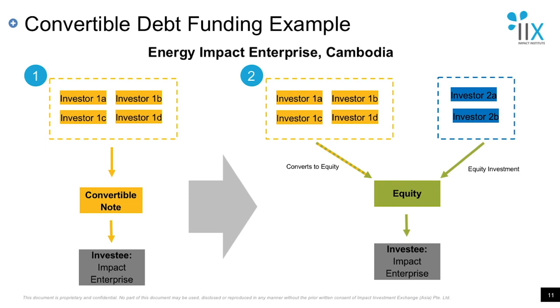When the company then needed more money to expand its operations, it was more mature at that point, and it was able to reach agreement on valuation with a new set of investors. Those investors invested additional money into the company as equity. They received a certain number of shares at a certain price per share. And the convertible note investors were then converted into equity at a price per share that was determined by reference to the price paid by the new equity investors.